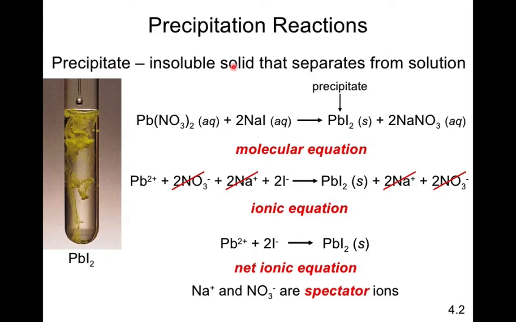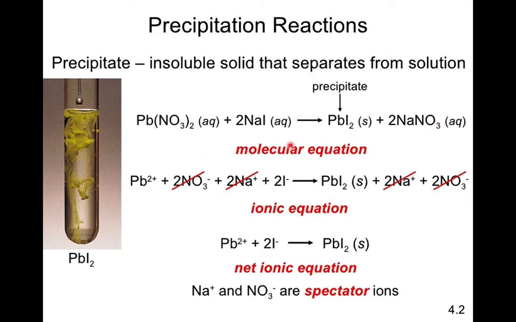A precipitate is an insoluble solid that separates from a solution. We have an aqueous solution, and we form a precipitate. That's the solid that precipitates from the solution. It forms and it drops to the bottom of the solution. And in the supernate, we have some dissolved ionic compounds. We're left at the end of this reaction with some dissolved sodium nitrate that's in this solution.